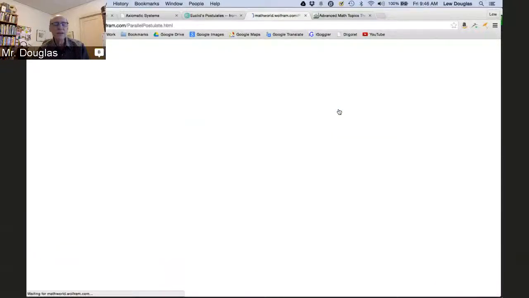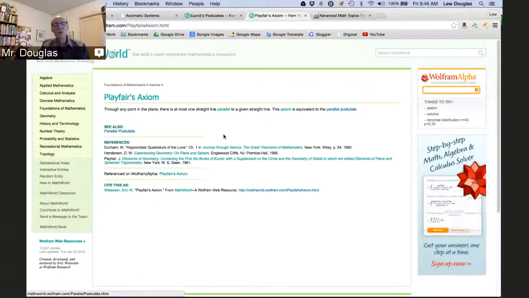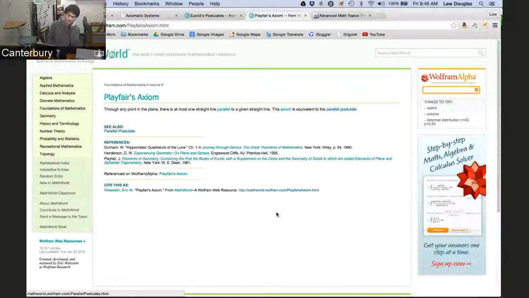Let's see what that says. Yeah. So the parallel postulate is what Euclid said. That's what it's called anyway in this article. So that's interesting that these two things are equivalent. And so as a challenge, I'm going to put that on. Can you prove that these two things are equivalent? Walter, have you thought about that, or have you ever done this? Proving that Playfair's and Euclid's are equivalent.